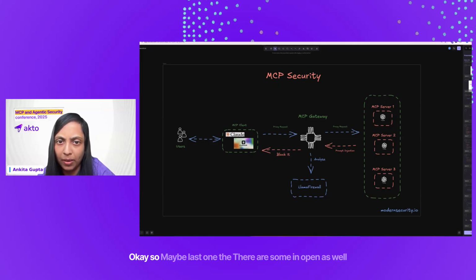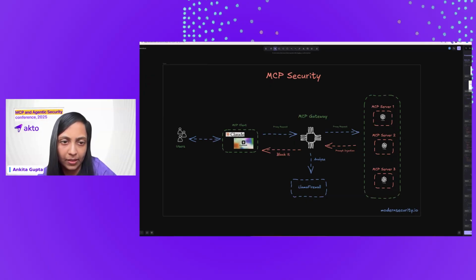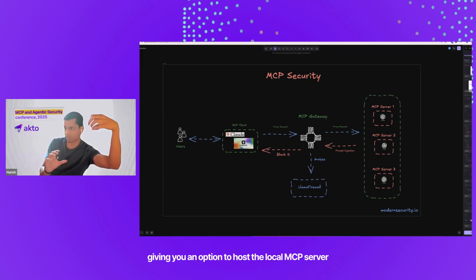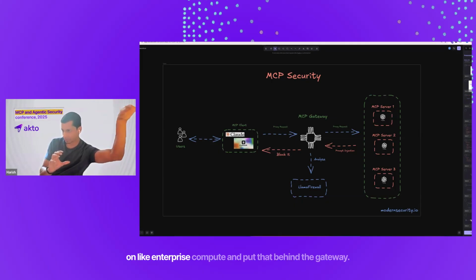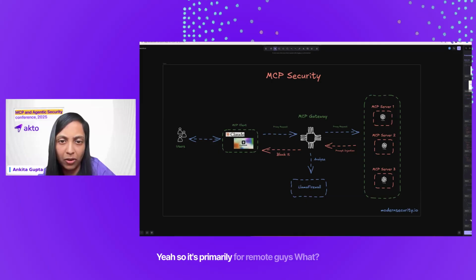Okay, so maybe last one, actually for the gateway itself. Can an MCP gateway provide us observability into local MCP servers installed on users' laptops, or is it primarily for remote MCP servers? Primarily for remote MCP servers, but I've seen providers giving you an option to host the local MCP server on enterprise compute and put that behind the gateway. Yeah, correct. So it's primarily for remote, guys.